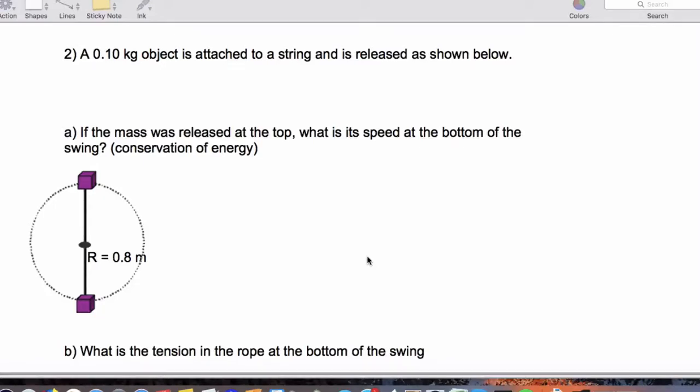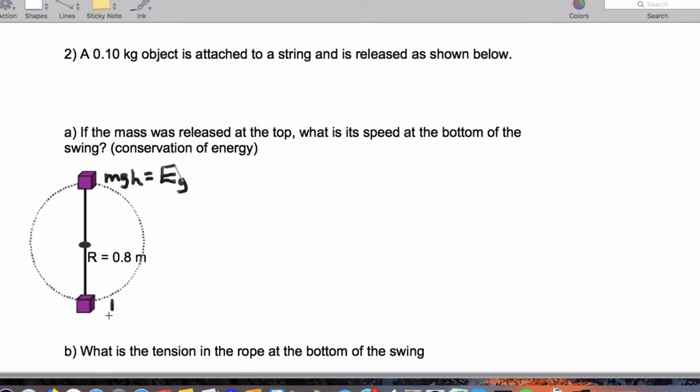All right, we have a 0.1 kilogram object attached to a string and released as shown below. And we're going to say the mass is released at top. So we want to know the speed at the bottom, and we're going to use conservation of energy. So the idea here is that at the top, we have gravitational energy equal to mgh.